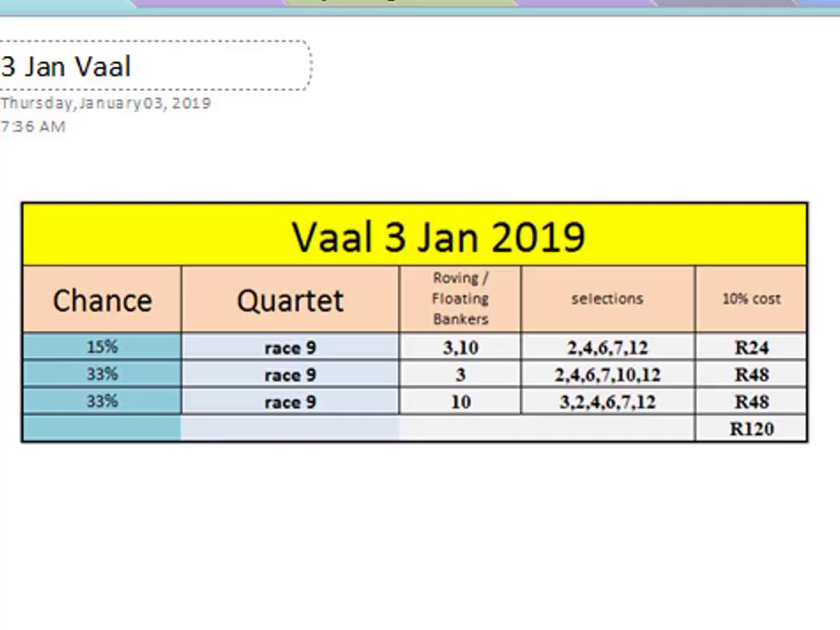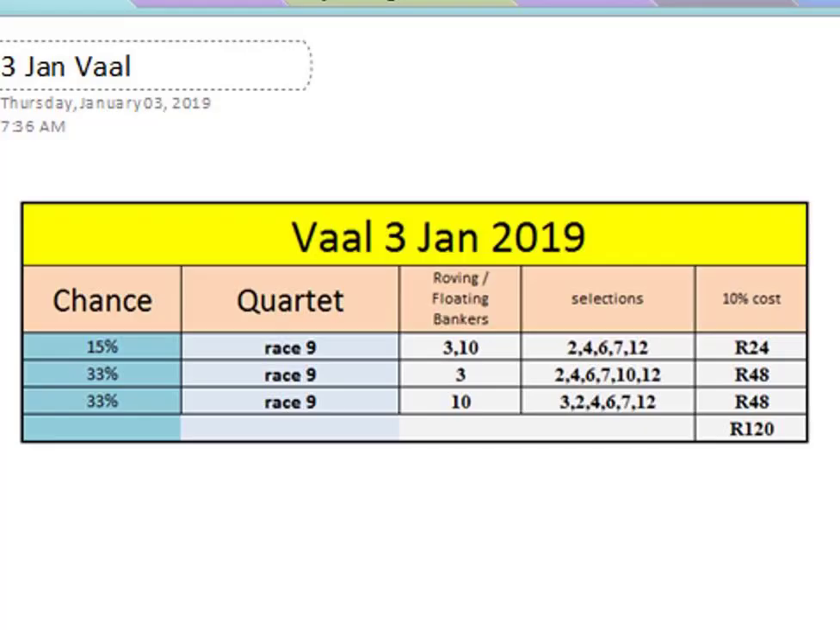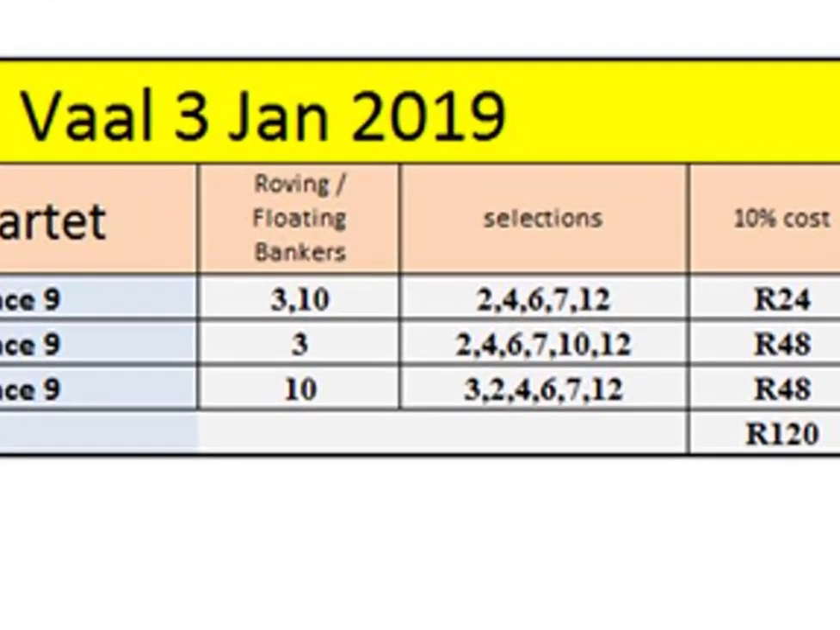So you can see I've chosen race 9, and the first one's the double roving banker, and we've got a 15% chance of winning this according to my previous records. So we're taking numbers 3 and 10 as roving bankers, and then we've got 5 selections, 2, 4, 6, 7 and 12, and I'm suggesting you take this for 10%, which would be 24 rand.